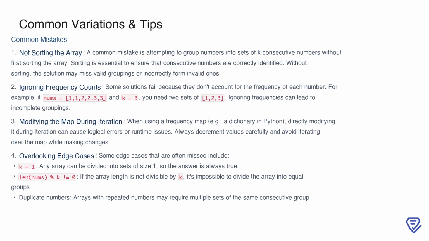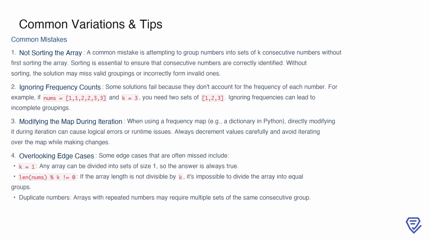When tackling this problem, there are several common mistakes to watch out for. First, not sorting the array is a frequent error. Sorting is crucial because it ensures that numbers are processed in the correct order to form consecutive groups. Without sorting, it's easy to miss valid groupings or create invalid ones. Another mistake is ignoring the frequency of numbers. For example, if you have the array 1 1 2 2 3 3 and k equals 3, you'll need 2 sets of 1 2 3. Overlooking frequencies can result in incomplete groupings.